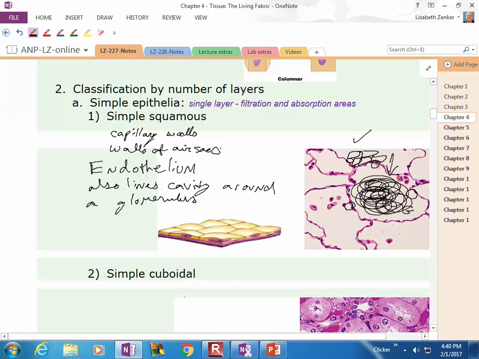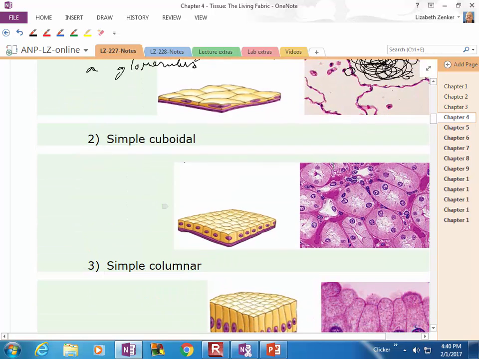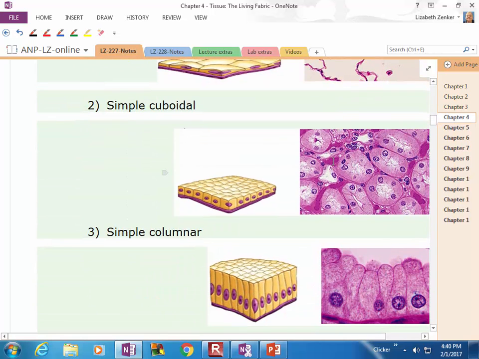So if we look at simple cuboidal, single layer of our squishy cells, right, our big round cubey balloony cells, you can see here, for example, here is one cuboidal cell, right? In the center of this area here is thyroid hormone, for example, if we're talking about the thyroid, which I think was what you guys were looking at in lab possibly.